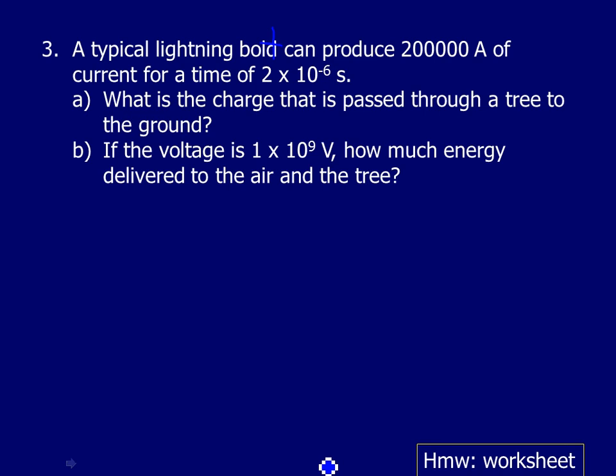A typical lightning bolt can produce, keep writing, can produce 200,000 amps of current for a time of 2 times 10 to the negative 6 seconds. You're right, there is no amps in this one. What is the charge that passes through the tree to the ground?